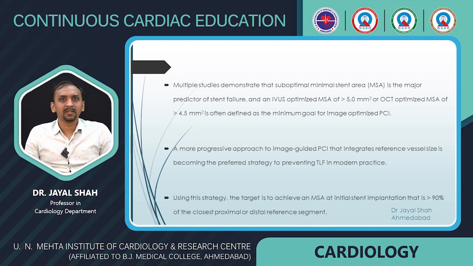Multiple studies demonstrate that suboptimal MSA is the major predictor of stent failure, and IVUS optimized MSA of more than 5 or OCT optimized MSA of more than 4.5 is defined as a minimal goal for the image optimized PCI. A more progressive approach to image guided PCI that integrates reference vessel size is becoming the preferred strategy to prevent target lesion failure in modern practice. Using this strategy, the target is to achieve an MSA at initial stent implantation that is more than 90% of the closest proximal or distal reference segment.